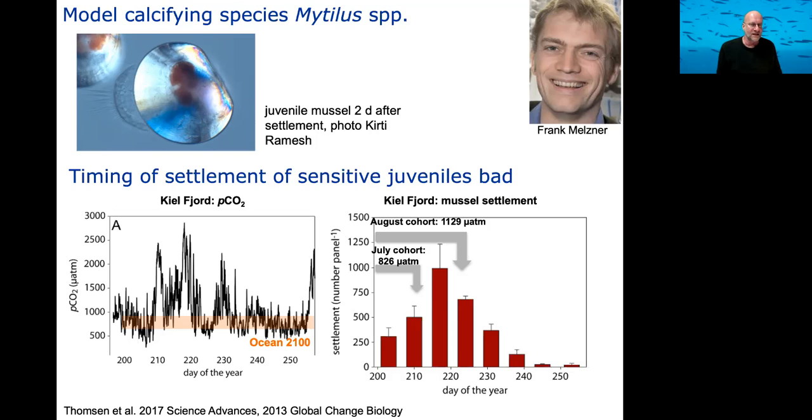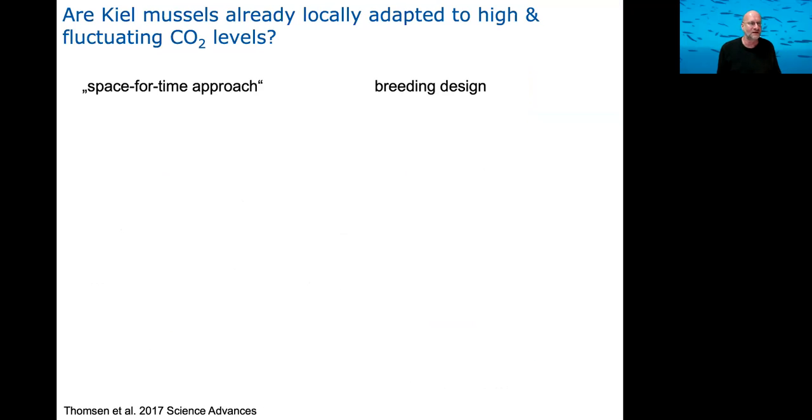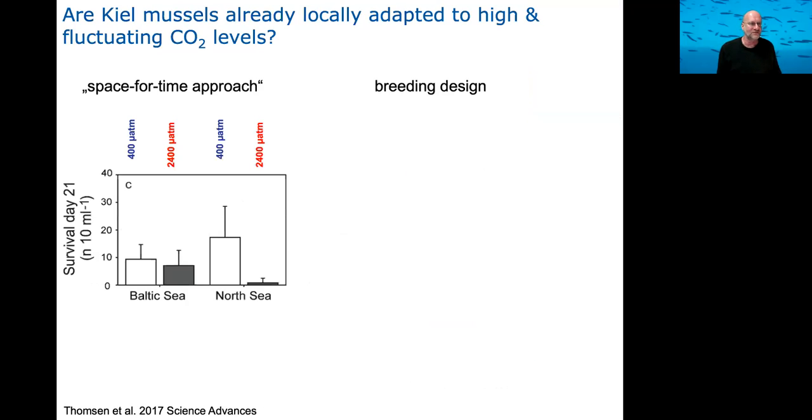Again, they wanted to figure out how we can compare. The prediction, of course, would be that if you take mussels from a more benign PCO2 environment like the North Sea and compare them to those from the Kiel Fjord, we would expect again some local adaptation with respect to the tolerance of the settling larvae to PCO2. Again, in a way that's a space for time approach. And exactly this is what happens.